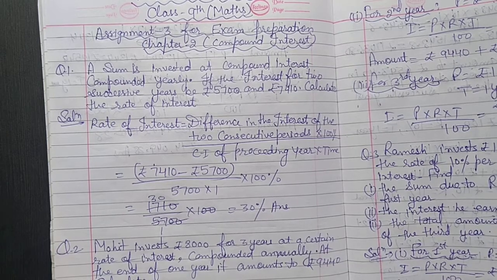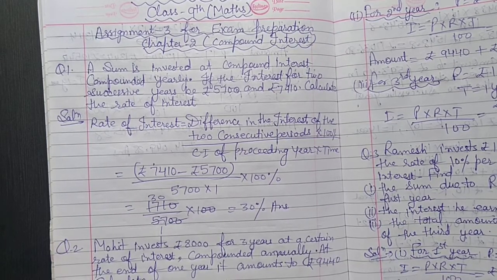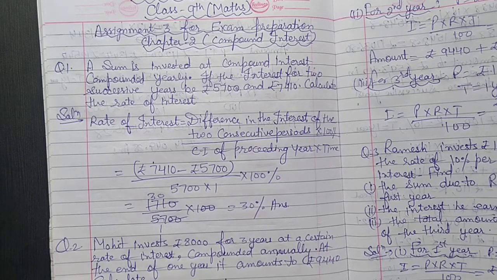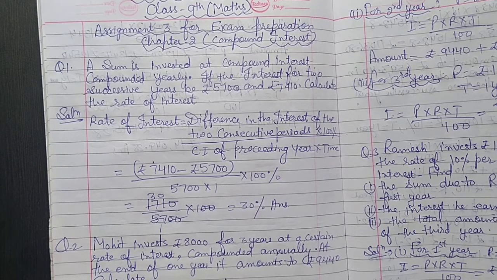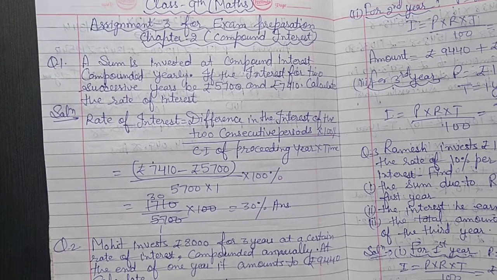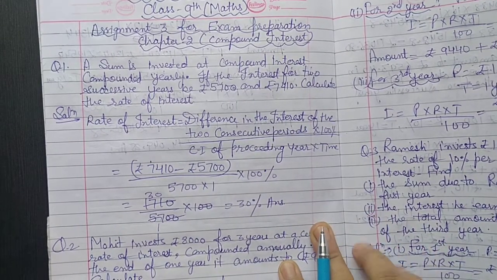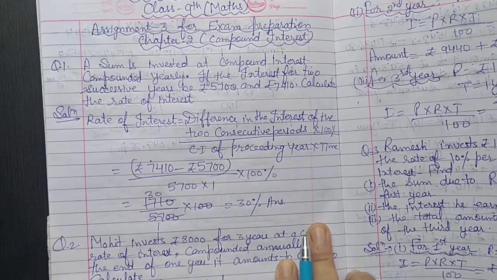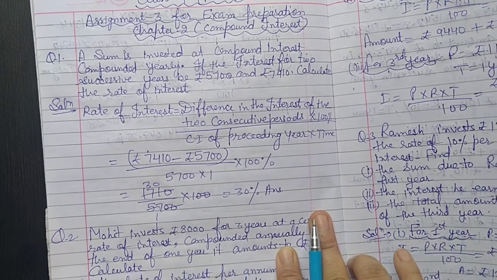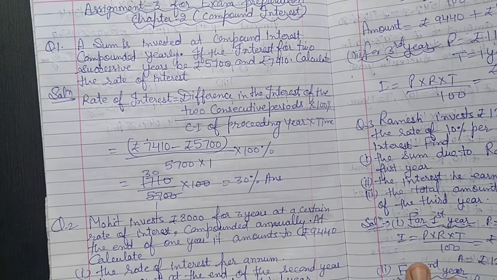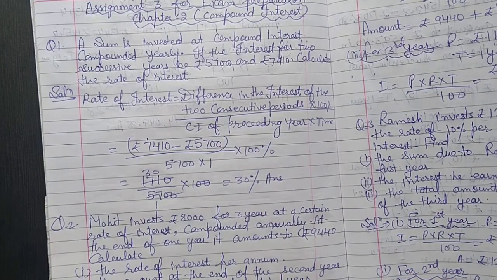Good morning, students. This is class 9th math subject assignment number 3 for exam preparation. These questions are from chapter number 2, compound interest, from exercise 2C and 2D. So Rajesh, similar questions are there, same concept.